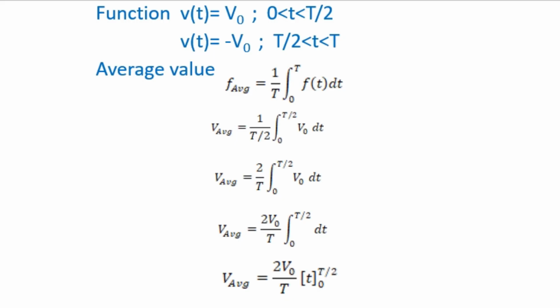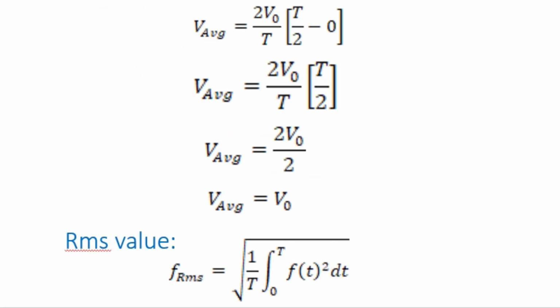Since the average value will be found only for half cycle, the average value f average equals 1 by T integral 0 to T f of t dt. Now here we are finding only for half cycle, since if we find it for full cycle, the average value will be 0. So it is 1 by capital T by 2 integral 0 to T by 2 v naught into dt. By substituting the limits, we find the value of v average is equal to v naught.